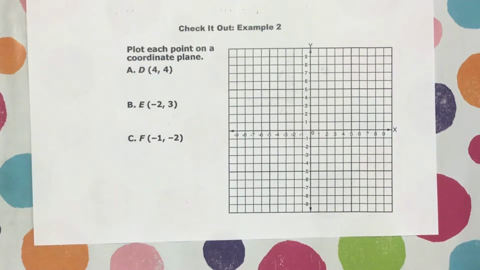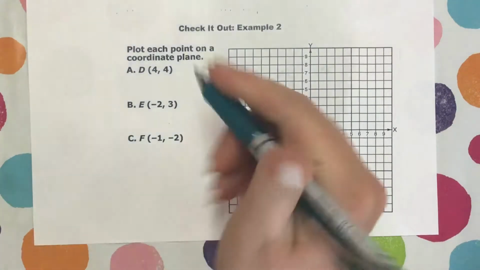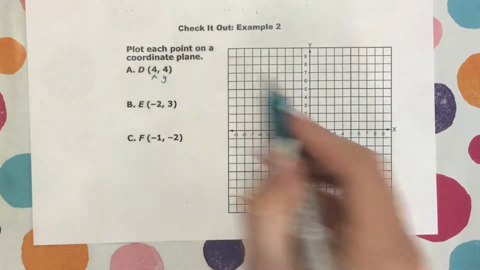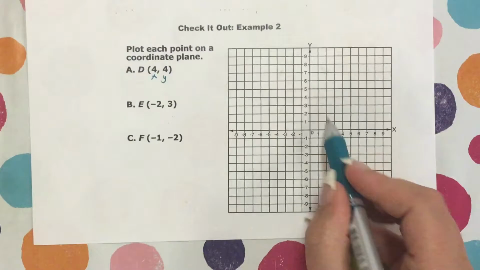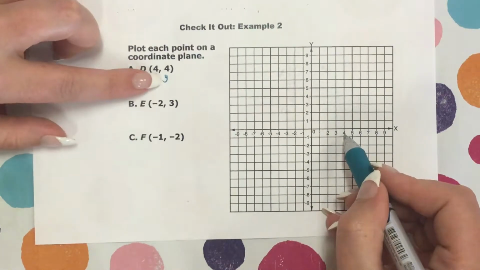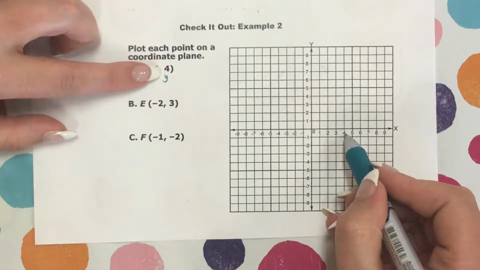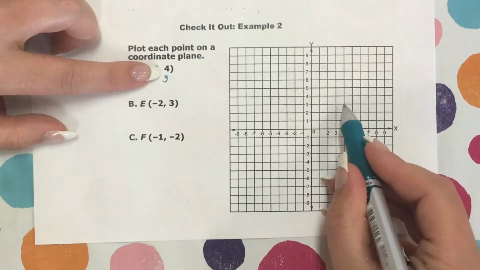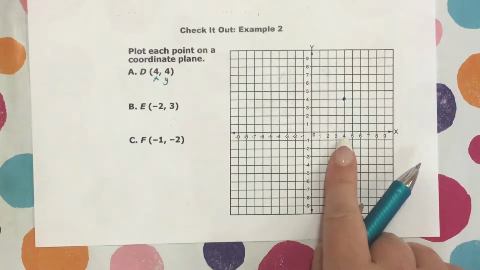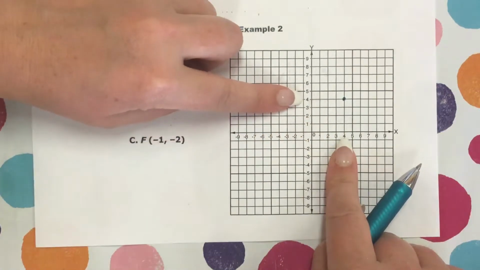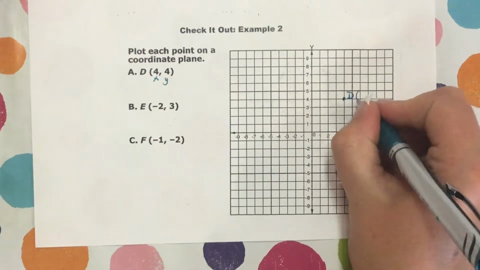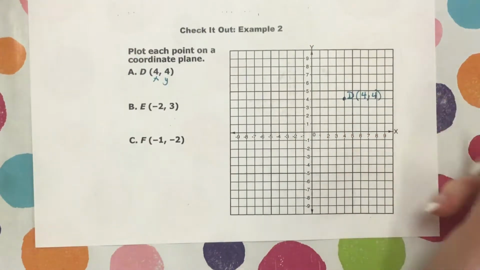All right, we are back. Let's go ahead and talk about the first one, D. So (4, 4), this is the x, this is the y. So we're going to go to the x-axis where 4 is positive. So we have 1, 2, 3, 4. And then the y is also positive 4, so we're going to go up from here. 1, 2, 3, 4. So you can see it's where the x is 4 and the y is 4, and they meet right at that point. That point is D, and it's (4, 4).